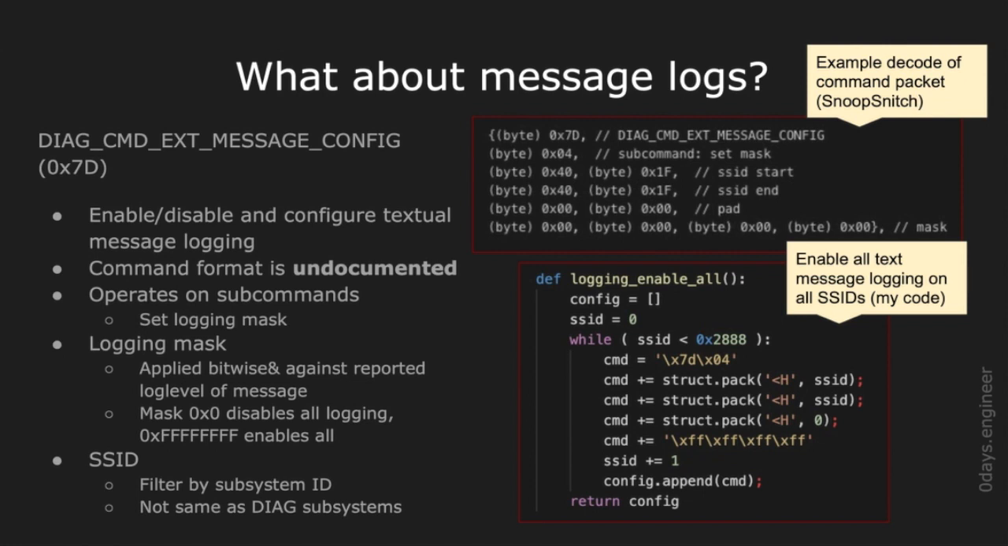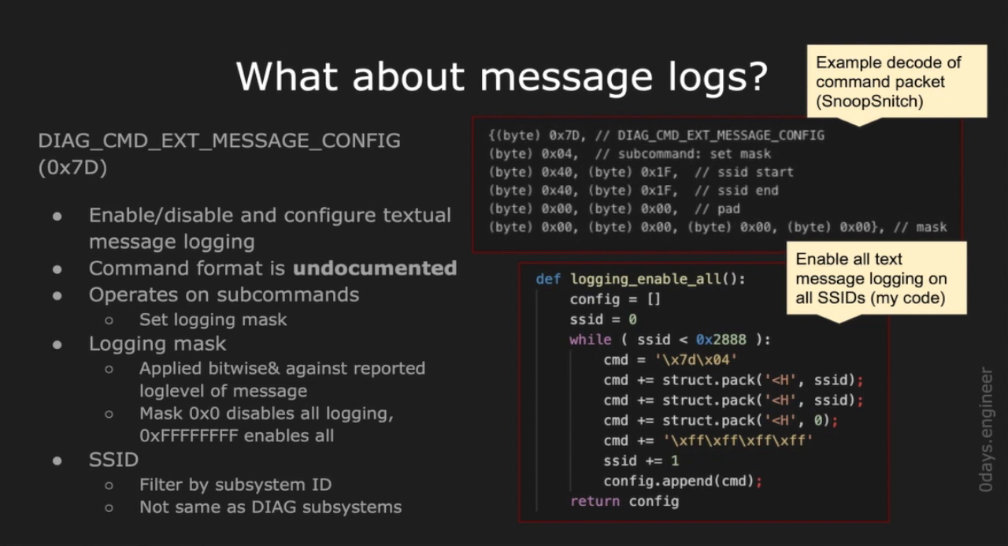And now the second command, Diag command xmessage config. This is the one which is supposed to enable textual message logs. The command format is undocumented, so let's take a closer look at it. The command consists of a subcommand. In this case, it's subcommand number 4, the setmask. And then there are two 16-bit integers, SSID start and end. SSID is a subsystem ID, which is not the same as the Diag subsystems. And the last one is the mask.